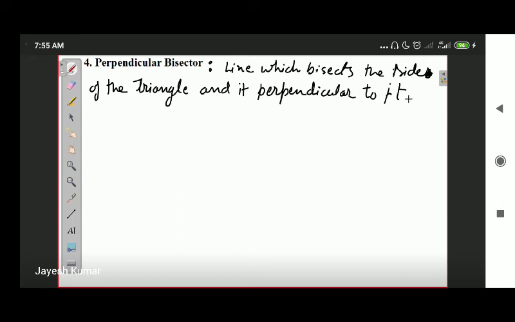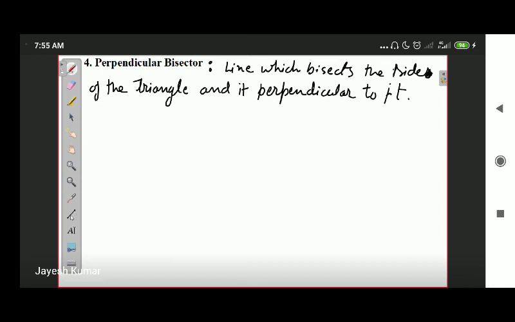Out of all the four that we have discussed, perpendicular, median, angle bisector, and perpendicular bisector, perpendicular bisector is the only type of line segment which does not necessarily pass through the vertex of a triangle. See, all the other ones, median, perpendicular, and angle bisector, were passing through the vertex of a triangle. But that is not necessarily the case for perpendicular bisector. It may or may not pass through the vertex of the triangle.